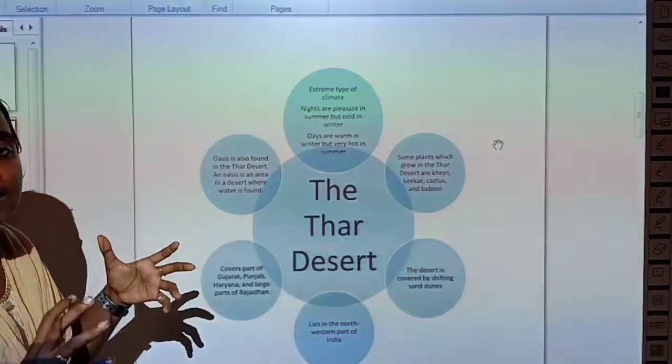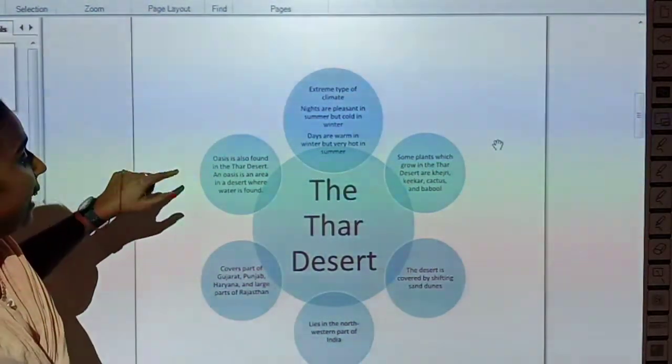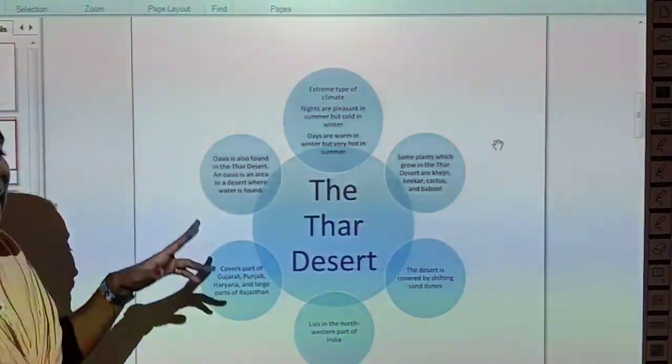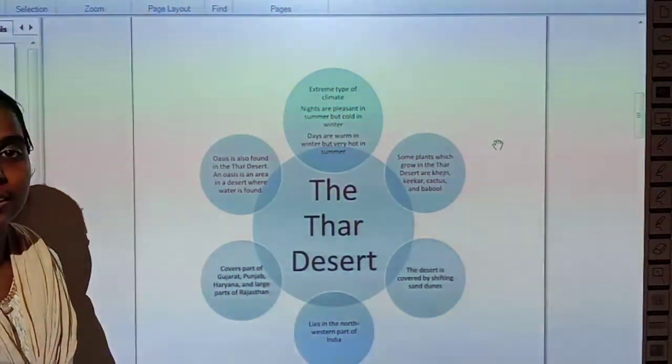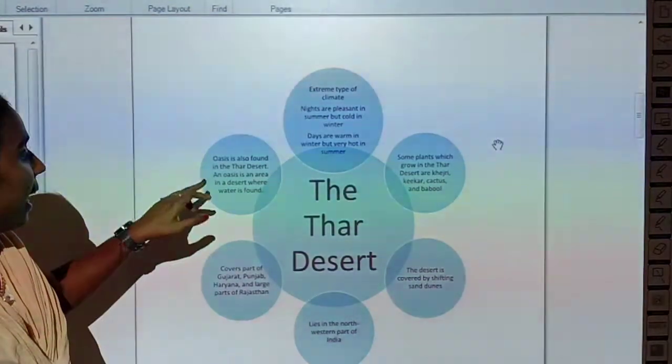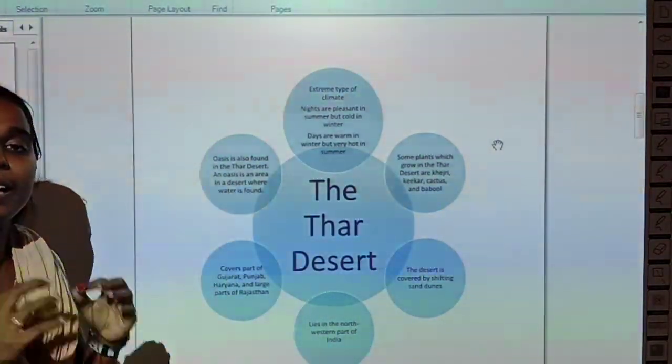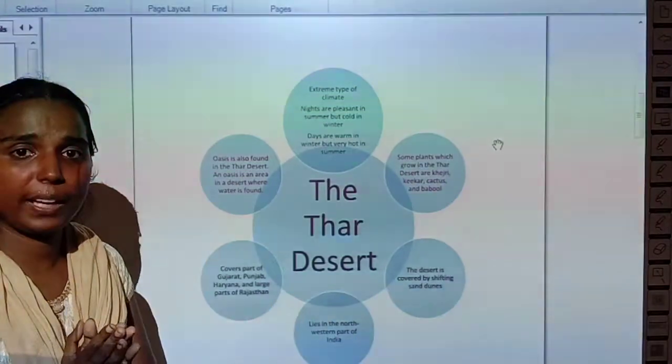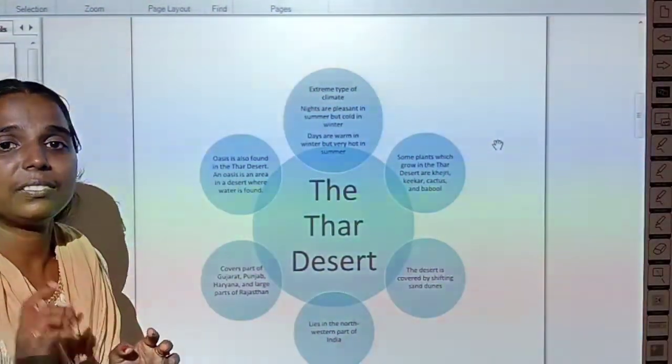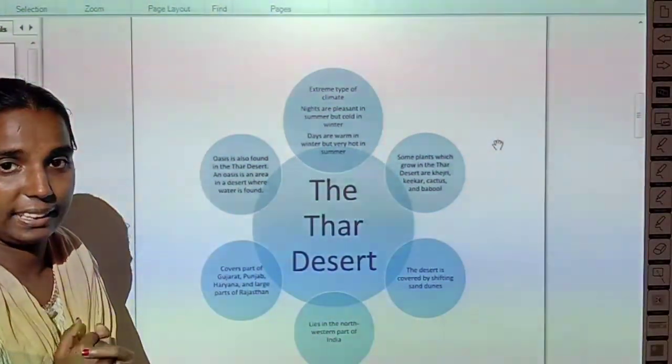And then what are the special features of this Thar Desert? Here we can see oasis, right? Oasis is also found in the Thar Desert. So what is an oasis? An oasis is an area in the desert where water is found. So what is an oasis? An area in the desert where we can find water, right?